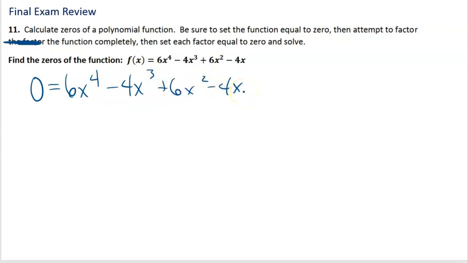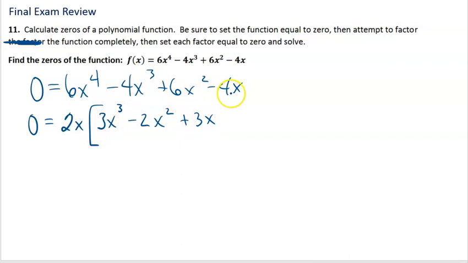Okay. Now, hey, I see greatest common factor. An x is in every one of these. Now, they don't all have a 6 common factor, but they all have a 2 common factor. So I'm going to pull out a 2x. That's going to leave me with 3x to the third, right? Because 2x times 3x to the third gives me 6x to the fourth, so we're good there. 2x divided into the negative 4x to the third is negative 2x squared. 2x divided into 6x squared is plus 3x. And then 2x divided into negative 4x is minus 2.